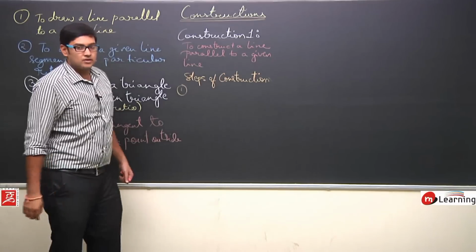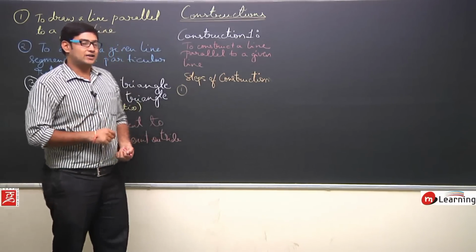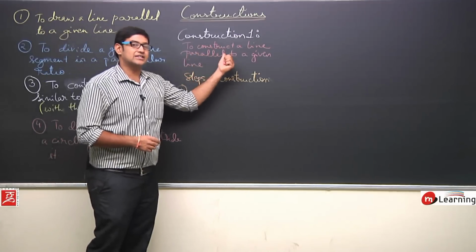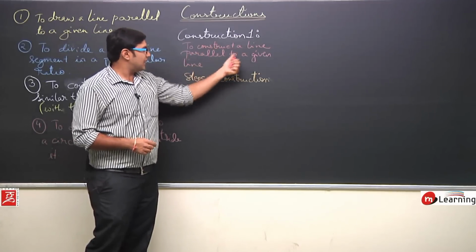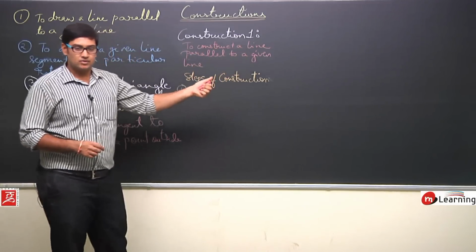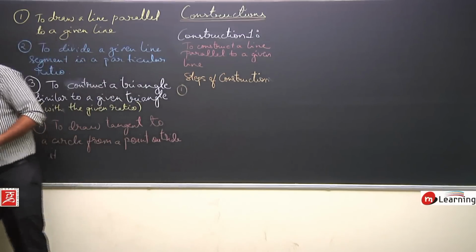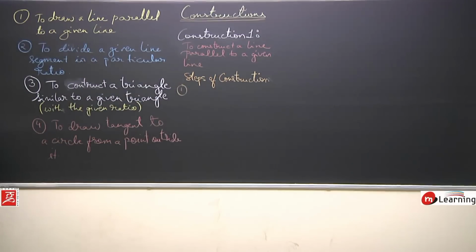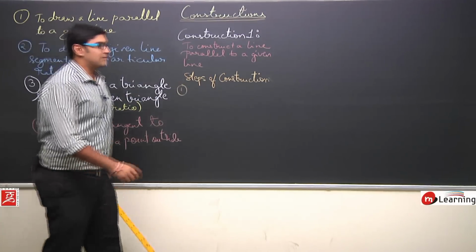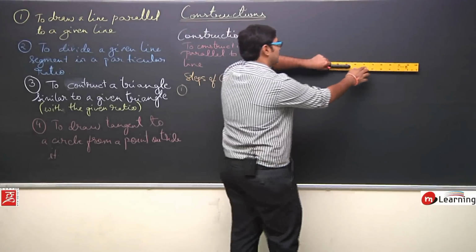Okay, step 1. Now for that, what has been said to us? In the construction it is given that we have to construct a line parallel to a given line. So it means there is some given line. Let me first draw the given line.